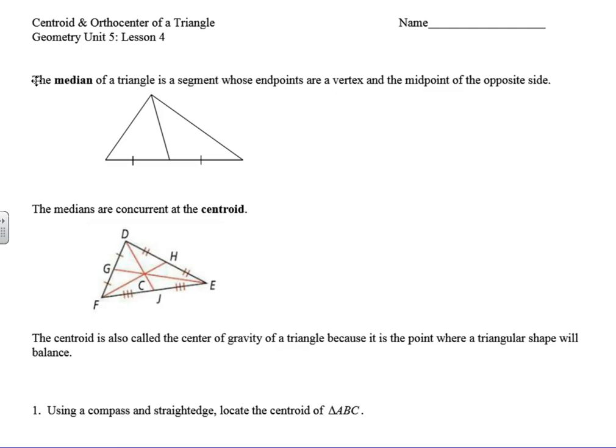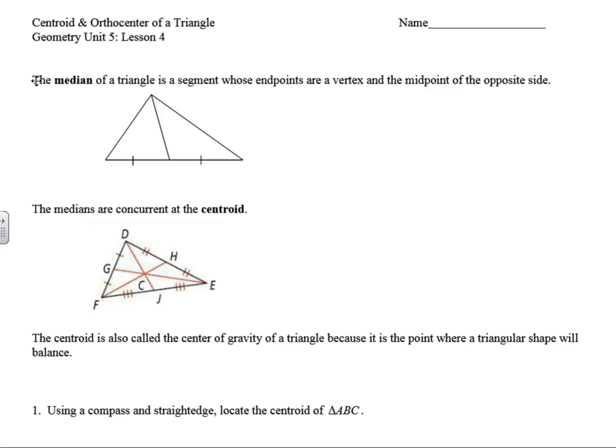Moving through Unit 5, we're in Lesson 4. Today we're going to talk about the centroid and the orthocenter. These are points of concurrency that happen in a triangle. So today we're going to look at the median first, just as a review.